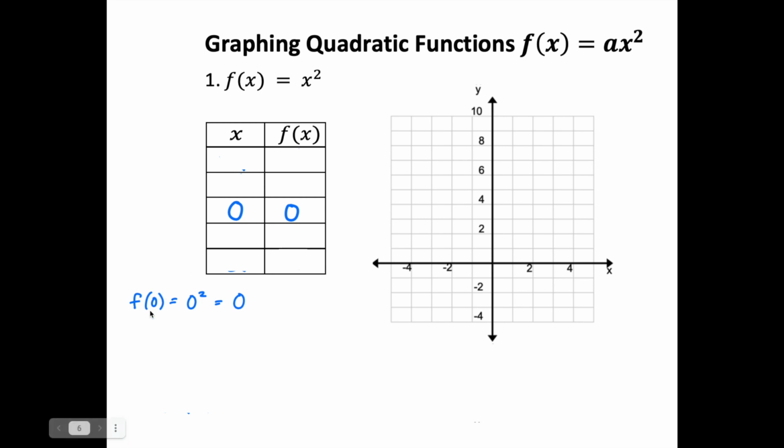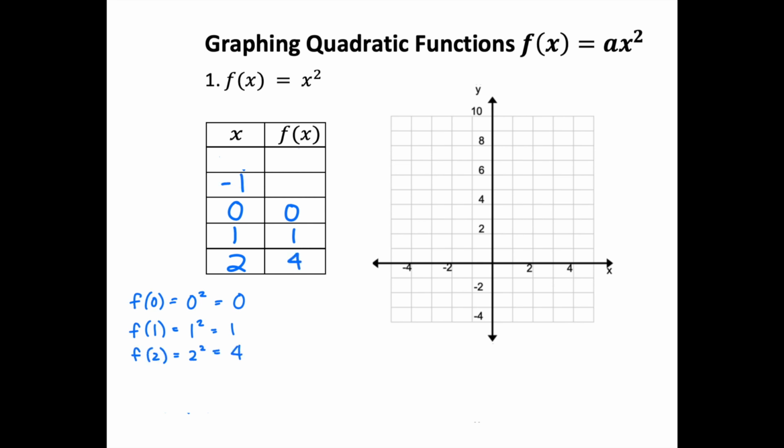So let's say if I look at this one, this is our parent function. If I plug in 0 for x, to get my y value, that means I have to square 0. So 0 times 0 gives me 0. Picking another input value, if x is 1, then I'd square 1, which will give me 1 for the corresponding y value. If I want to find f of 2, I'd square 2, so 2 times 2 equals 4.